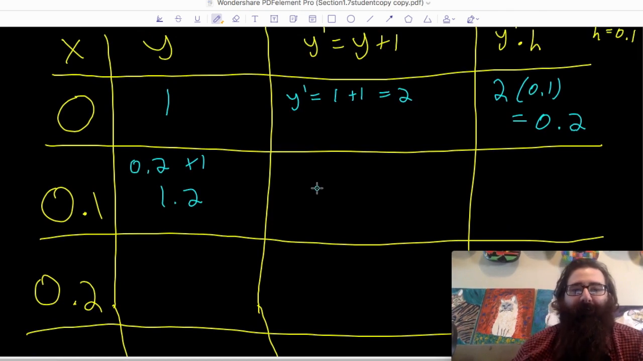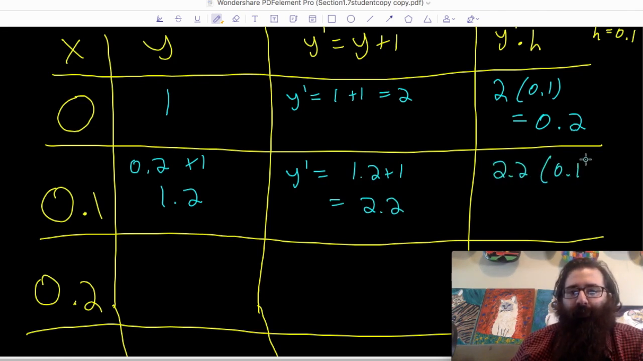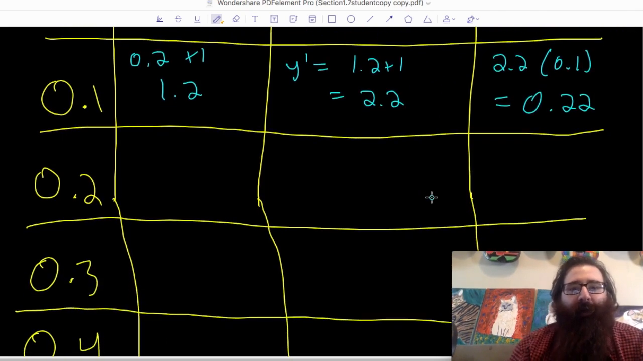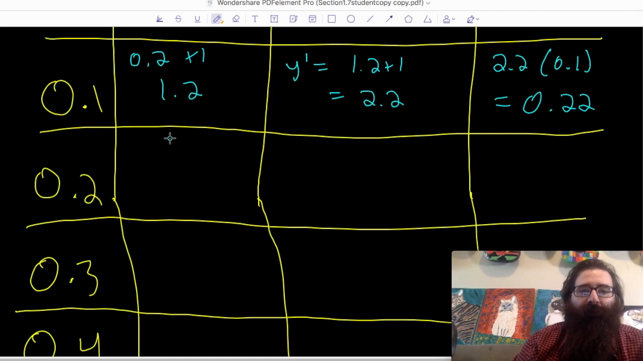Now I continue on with the same process, so it gets very repetitive, right, with our formula. So I want to plug into y prime next. So here y prime is y plus 1, which is going to be 1.2 plus 1, which gives me 2.2. And I bring that value into the next cell, 2.2. I got to multiply it by h, which is 0.1, which gives me 0.22. Just moving the decimal over, right? Now I take this value and I add it to that current y value to bump me up to the next y value. So we get 0.22 plus 1.2, and that's going to give me 1.42.